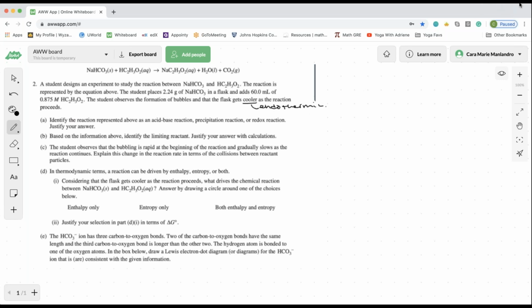All right, so that's good knowledge. We'll take it into the question. Identify the reaction represented above as an acid-base, precipitation, or redox reaction. Okay, so everybody agree that it's an acid-base reaction? This is the acid, and then this one is the base. All right, and then we can tell that we're not really changing oxidation state, so it's not a redox reaction.